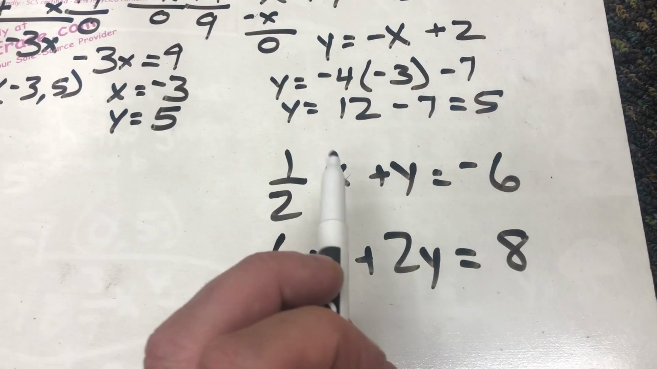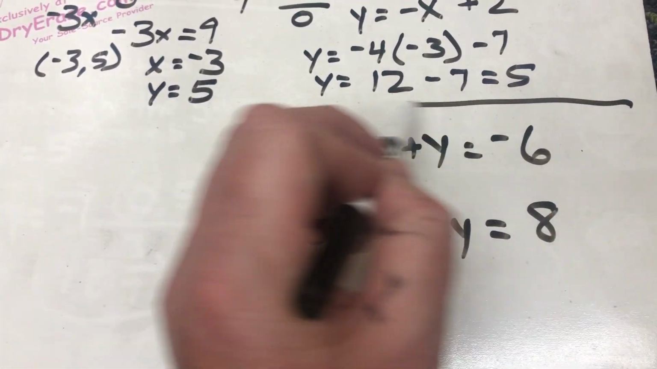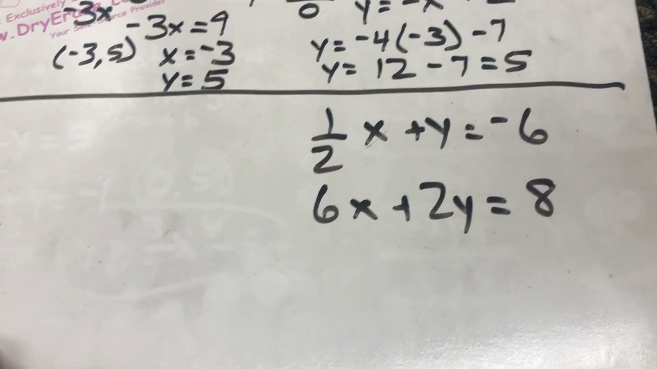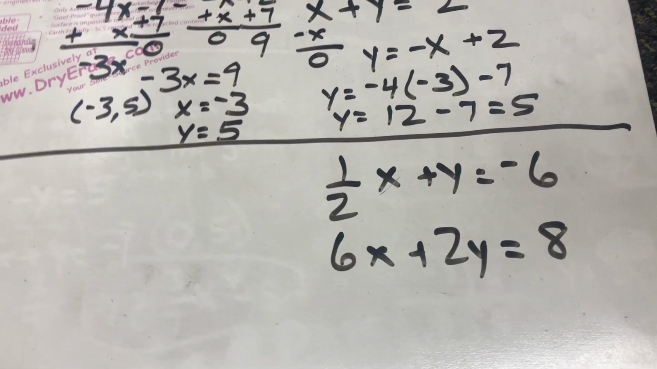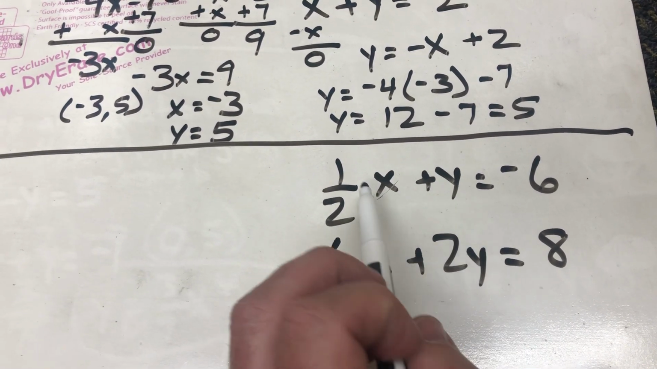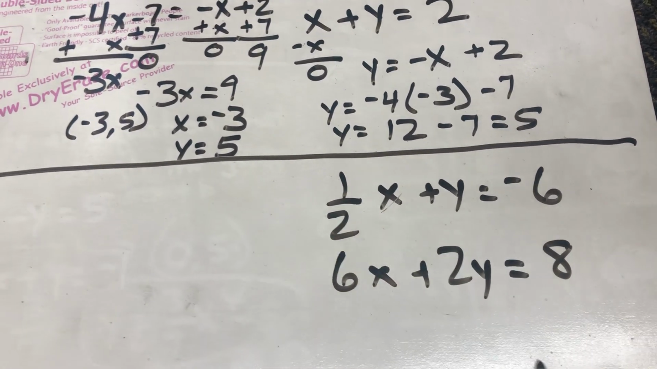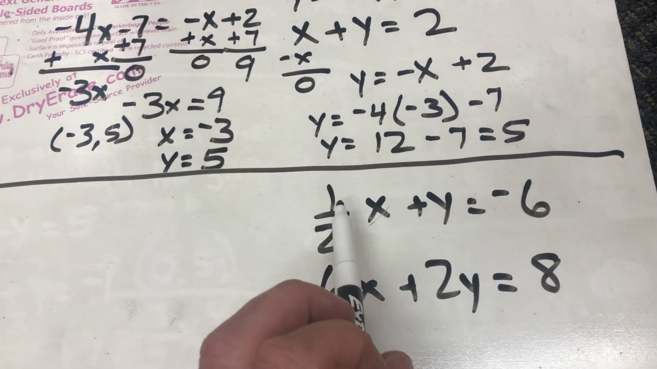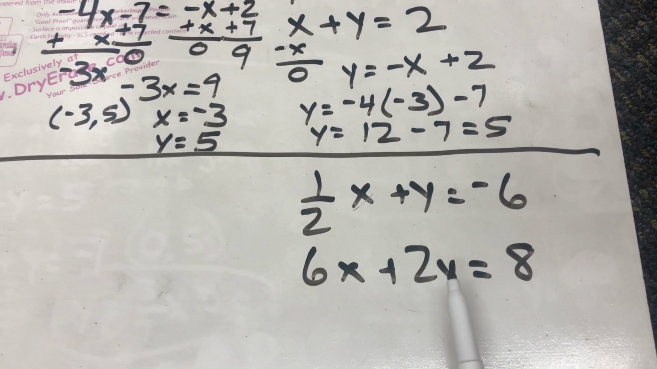1/2 x plus y equals negative 6. 6x plus 2y equals 8. Well, first of all, with this one, y is by itself, but I'd have to get rid of the 1/2 x by subtracting 1/2 x from both sides.